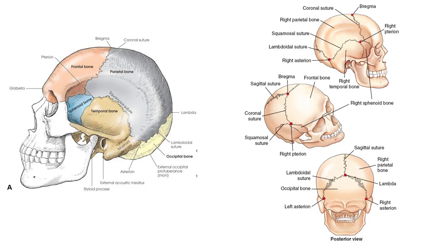sagittal sutures. On the lateral aspect of the skull, the junction of the parietal bone, the squamous suture, and the greater wing of the sphenoid is the pterion, which overlies the middle meningeal artery. At the junction of the occipital bone, parietal bone, and mastoid portion of the temporal bone is the asterion.